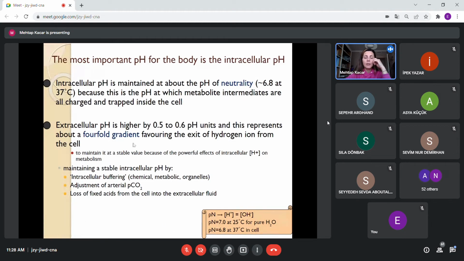And we keep a stable intracellular pH because of the intracellular buffering system: the chemical buffer system, the metabolic buffer system, and organelles, and adjustment of arterial PCO2, and also fixed acids from the cell into the extracellular fluid.